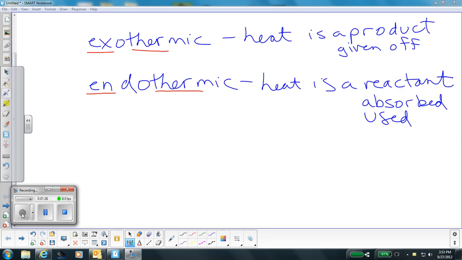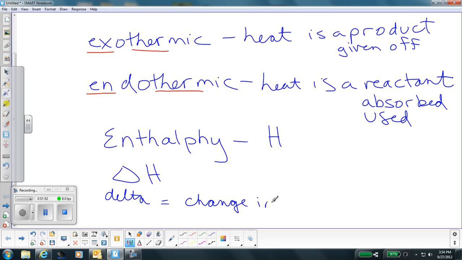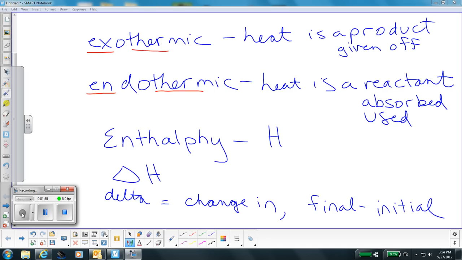We have a symbol that we use for heat and a special word. We call heat enthalpy, and we use the symbol H for enthalpy. And in a reaction, we talk about delta. It's a Greek letter D, delta H. And whenever you see the delta, delta means the change in. Delta is also thought of as your final conditions minus your initial conditions.